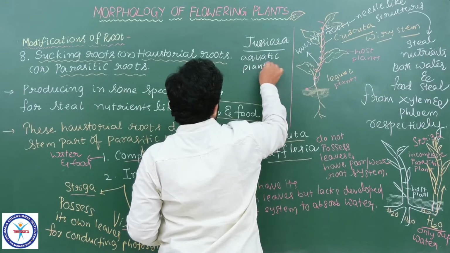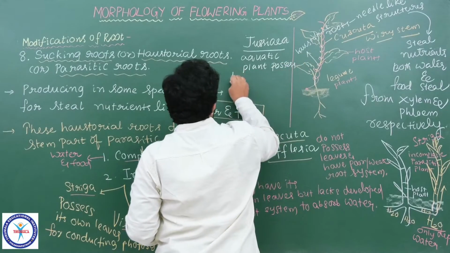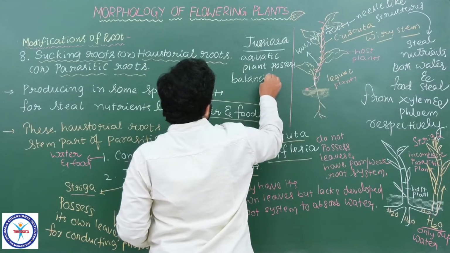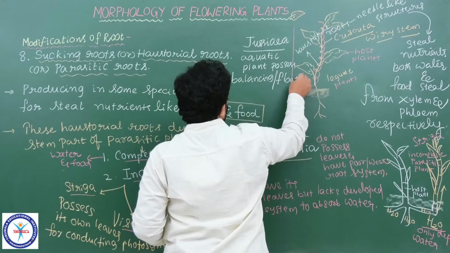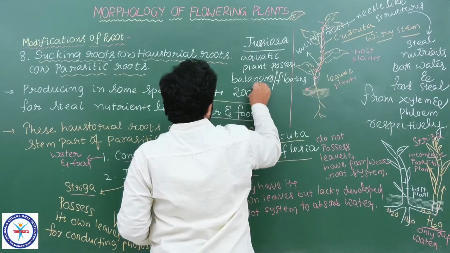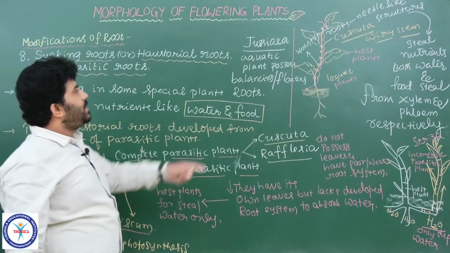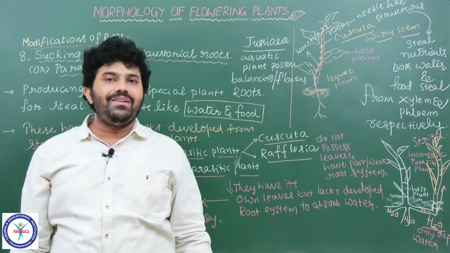Aquatic plants possess balancing roots or floating roots. Balancing roots or floating roots. You please note down. It has floating roots. Understood, students? So the best example is Jussia. You please note down. So the plants like Salvinia.